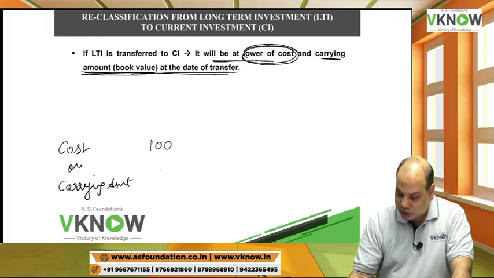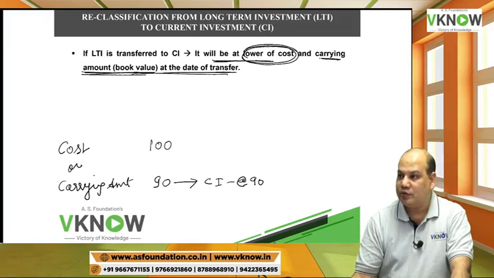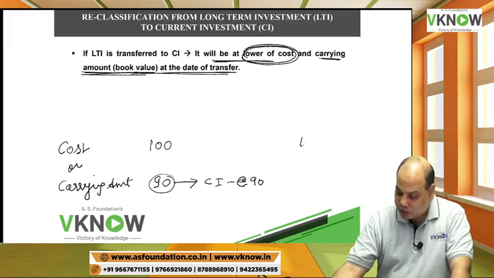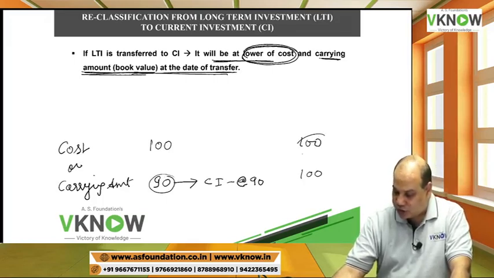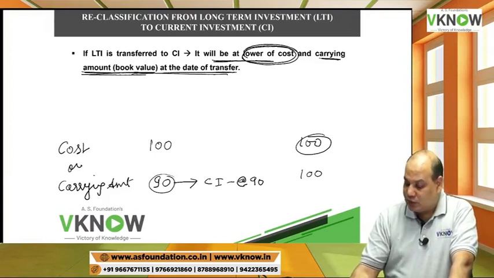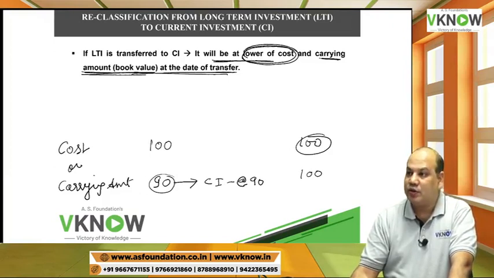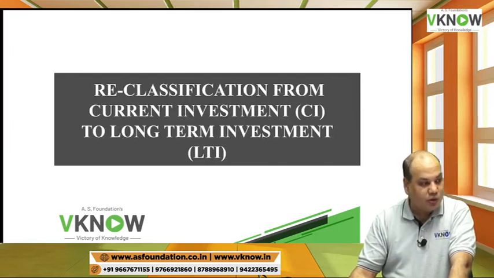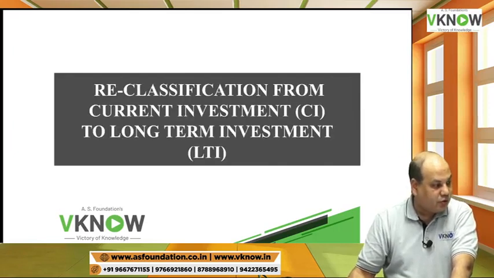If cost is 100 but its carrying amount is 90, you will transfer it to current investment at 90 rupees. Is it right? So the lower of the two you will take. If cost is 100 and carrying amount is also 100, then it doesn't matter, you will transfer it at 100. The idea is that you will not be able to make profit when you transfer from one category to another category. That was about long-term investment to current investment.